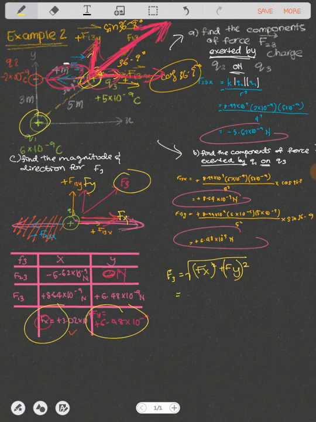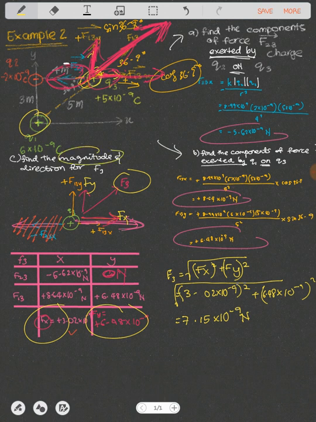So Fx is 3.02 times 10 to the power negative 9, squared, plus 6.48 times 10 to the power negative 9, squared, and what you will get is 7.15 times 10 to the power of negative 9 newtons. And then that is the magnitude. And then how about the direction?